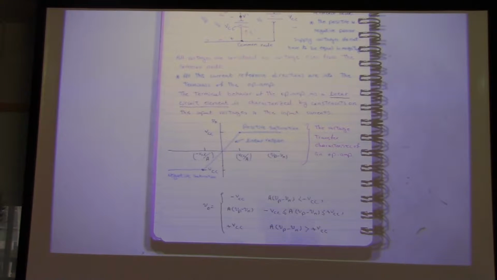The terminal behavior of the op-amp is a linear circuit element. If you see this plot over here, the op-amp has 3 regions: 1, 2, 3. But we are just looking for the linear region. We don't want to be in this region or this area. We call them saturation. If we are over here, we call it positive saturation. If we are here, we call it negative saturation. We just want to be in this area.